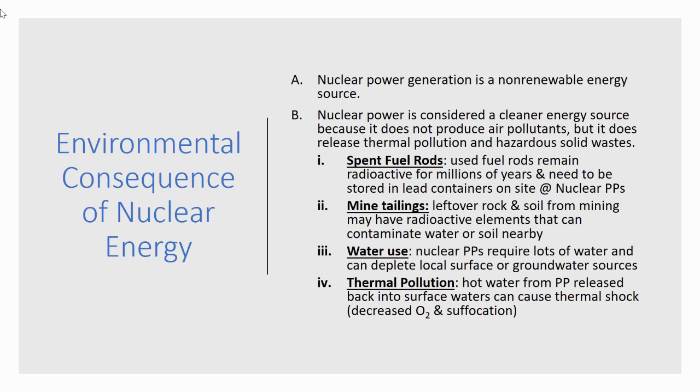Thermal pollution is another form of pollution that's a really big issue with nuclear energy. The hot water that comes from our nuclear power plant is released back into surface waters, and it can potentially cause thermal shock to the surrounding organisms that live there. The other piece to this is that with the increase in temperature, that water is not going to be able to hold on to oxygen as well. So it's going to decrease dissolved oxygen levels and potentially suffocate the organisms that live there.